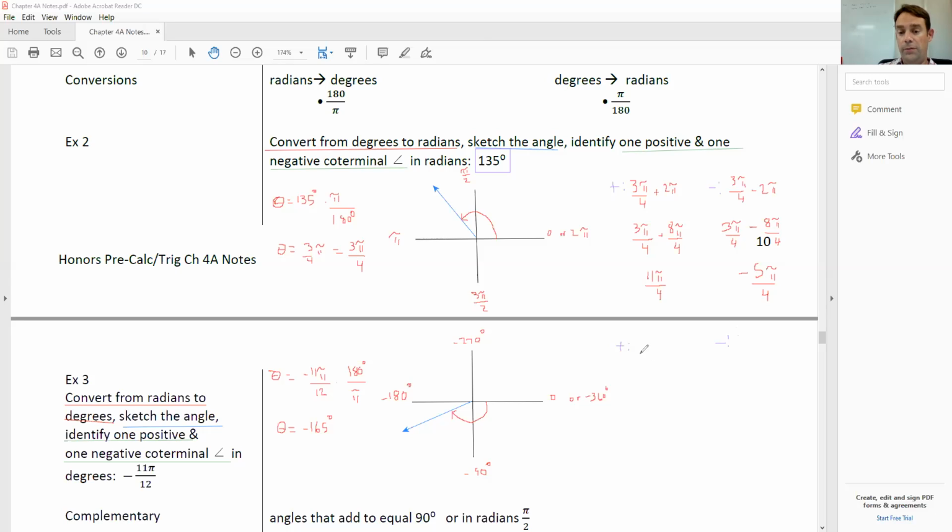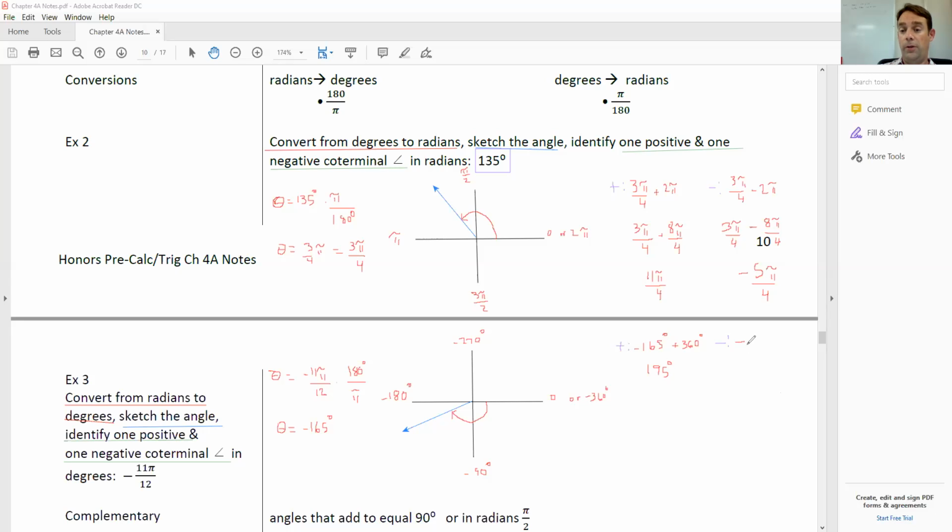So if I want a positive, I'm going to take negative 165, and I'm going to add 360 to it. Now, if my answer is still negative, I'm going to keep adding until I get a positive. So negative 165 plus 360, and friends, I would end up with 195 degrees.